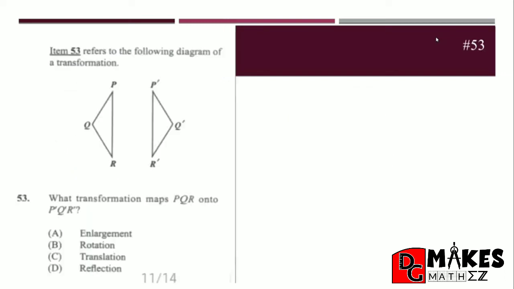I'll be moving on. So we go to number 53, and it says, what transformation maps PQR onto P prime, Q prime, R prime? And of course, it's not an enlargement. None of them is bigger than the other. Of course, it's also not a rotation. And it's also not a translation, as with a translation you can literally watch the image slide from one place to another, glide.